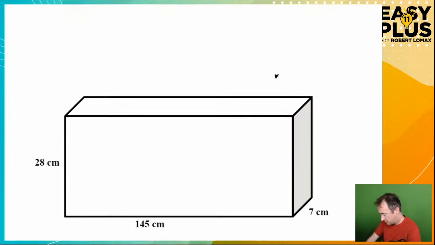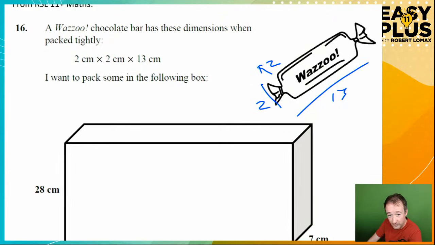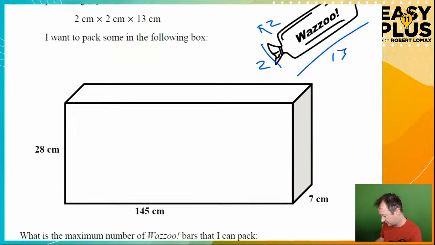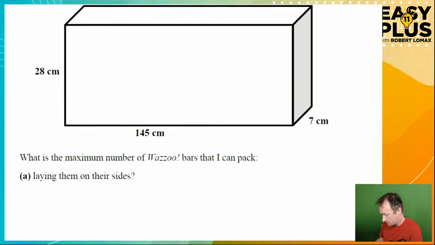Right, we've got these wazoo bars. Let's look at the stuff at the top here. It's got these dimensions. It's 13 centimeters in length, pretending that there's nothing at the ends to be squashed. And it's 2 centimeters in height, and the depth that way is also 2 centimeters. We have to fit these in a big packing box like this. What's the maximum number of wazoo bars that I can pack, laying them on their sides?